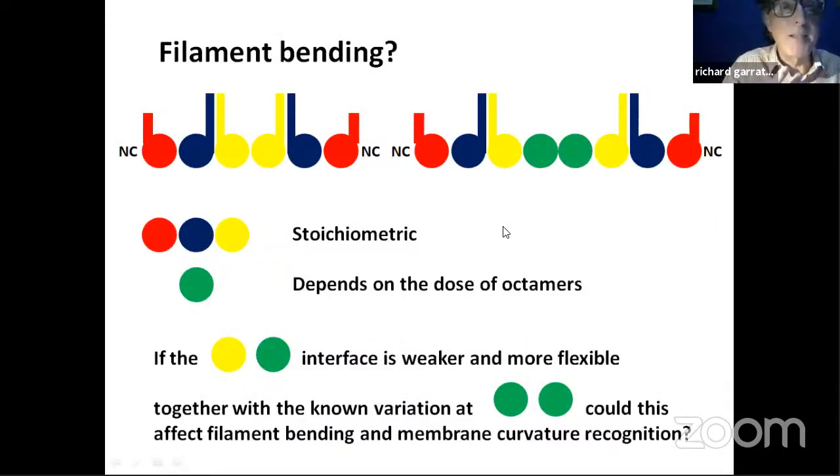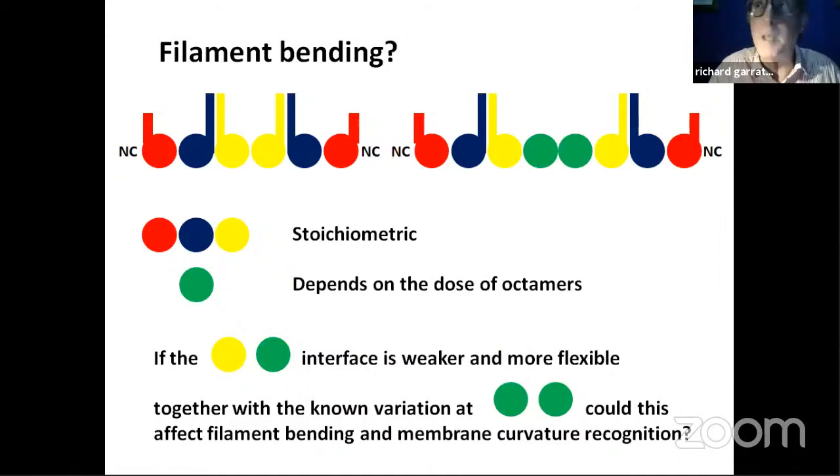Well, since we have now established that the red septins are at the ends of both the hexamers and the octamers, then, as I've already mentioned, it should be possible, and this has been experimentally demonstrated, that you can form mixed filaments which could be composed anywhere between 100% hexamers all the way to 100% octamers and any combination in between. So what that means is that the red, blue, and the yellow will always be present in stoichiometric quantities, but the green septin depends on the dose of octamers that you have within your filament.